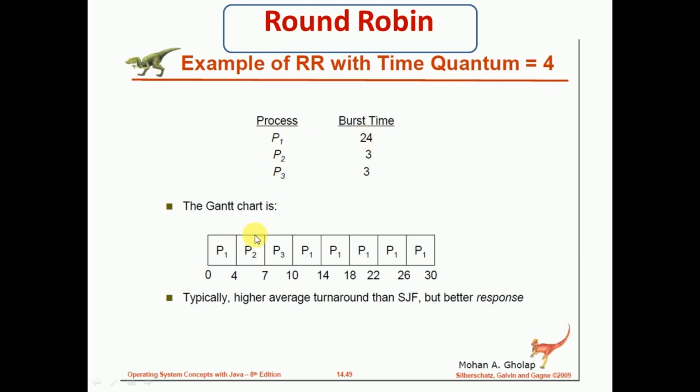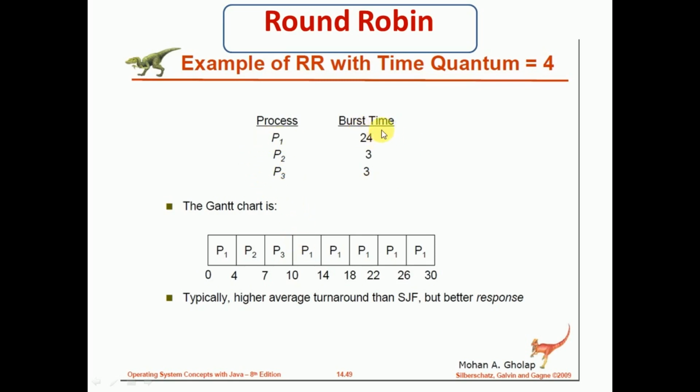After that P2, whose burst time is only 3 milliseconds, so all 3 milliseconds are executed and the remaining time is 0. For process P3, again the burst time is 3 milliseconds but the quantum is 4 milliseconds, so it will execute only 3 milliseconds, from 7 to 10. Here also the remaining time of process P3 becomes 0. After this there is no next process, so it will come back to the first process.